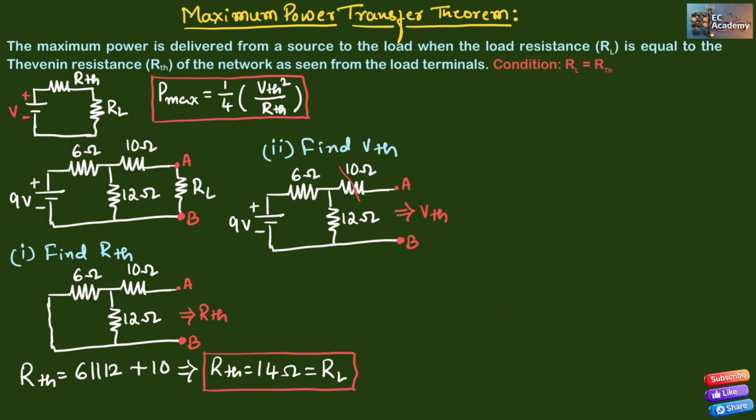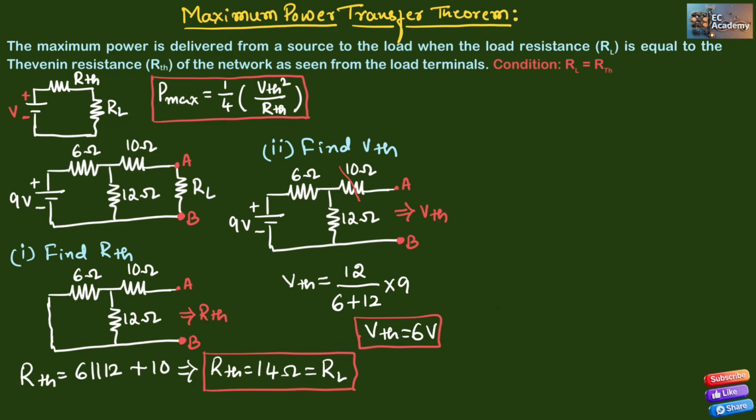Now we can find VTH using the voltage division rule, which states that the resistor where you are finding the voltage, divided by the sum of the resistances, multiplied by the source voltage. So VTH will be equal to 12 ohm divided by 6 ohm plus 12 ohm, multiplied by 9 volt. So VTH will be equal to 6 volts. Now we have found the values of RTH and VTH.